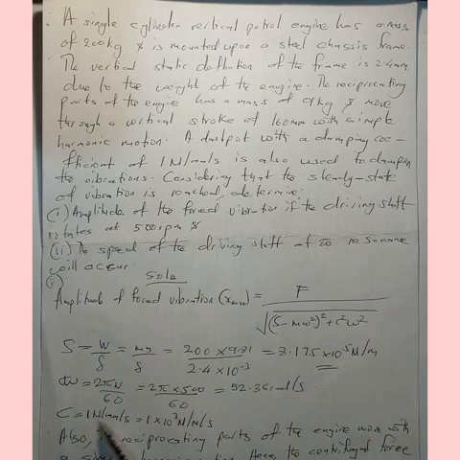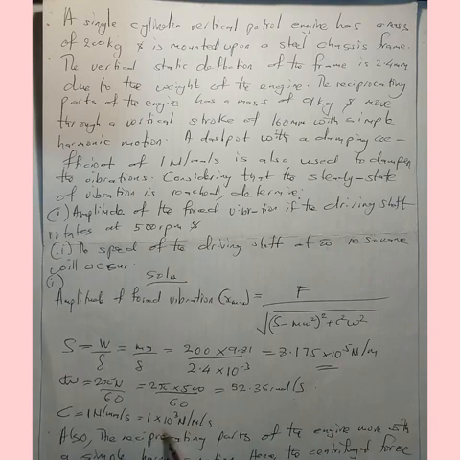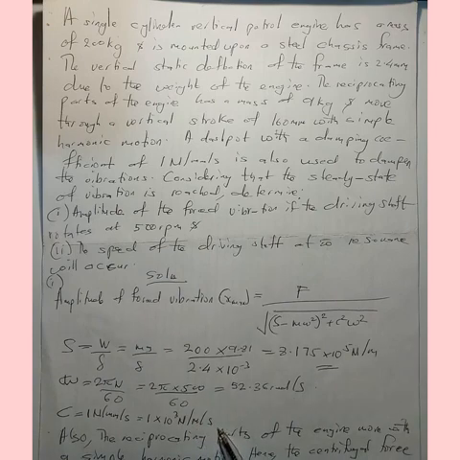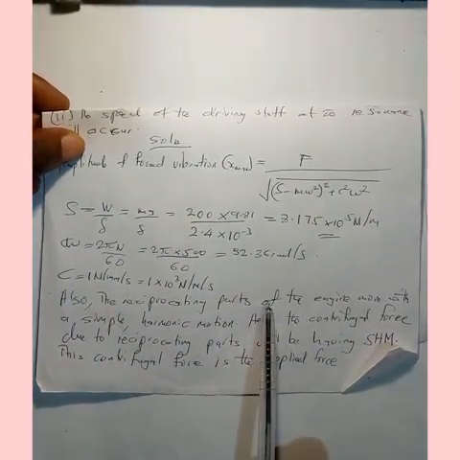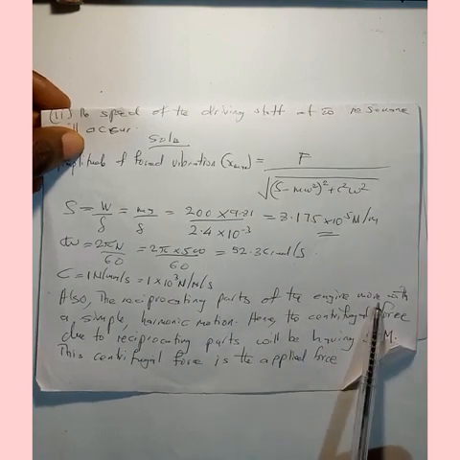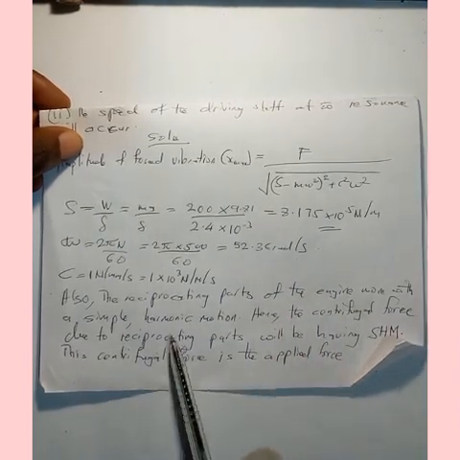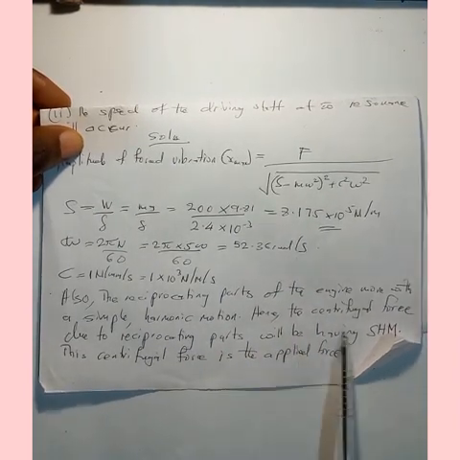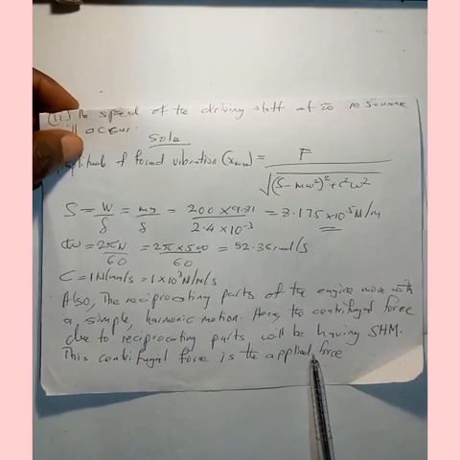Now from the question we're also given damping coefficient C as 1 Newton per millimeter per second. In converting into per meter, we multiply by 10 raised to power 3, and that becomes 1000 Newton per meter per second. The reciprocating parts of the engine move with a simple harmonic motion. Hence, the centrifugal force due to the reciprocating parts will have a simple harmonic motion. So this centrifugal force is the applied force.